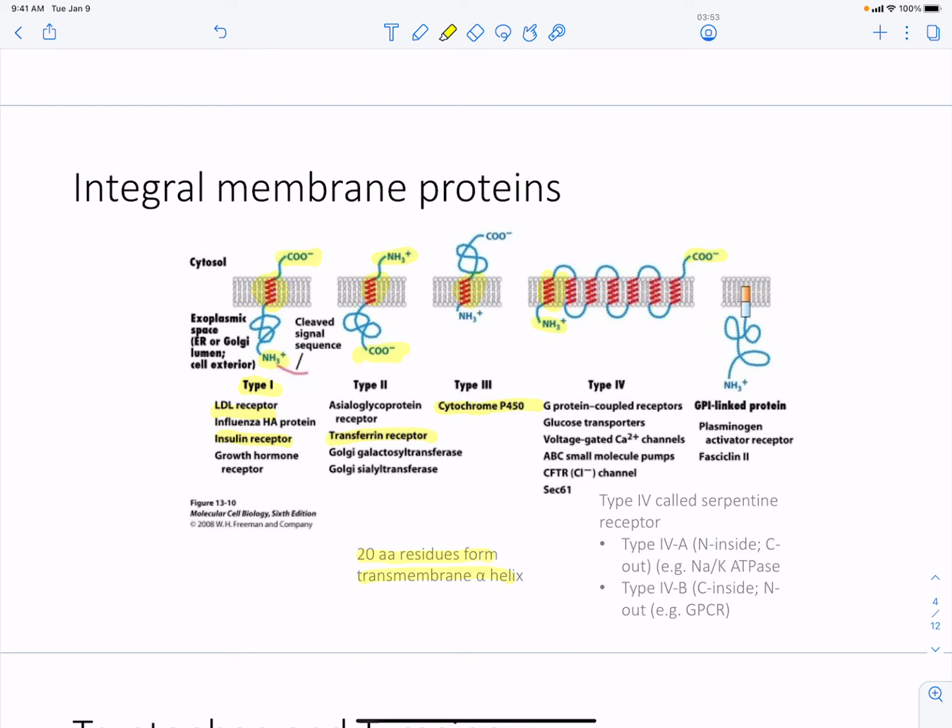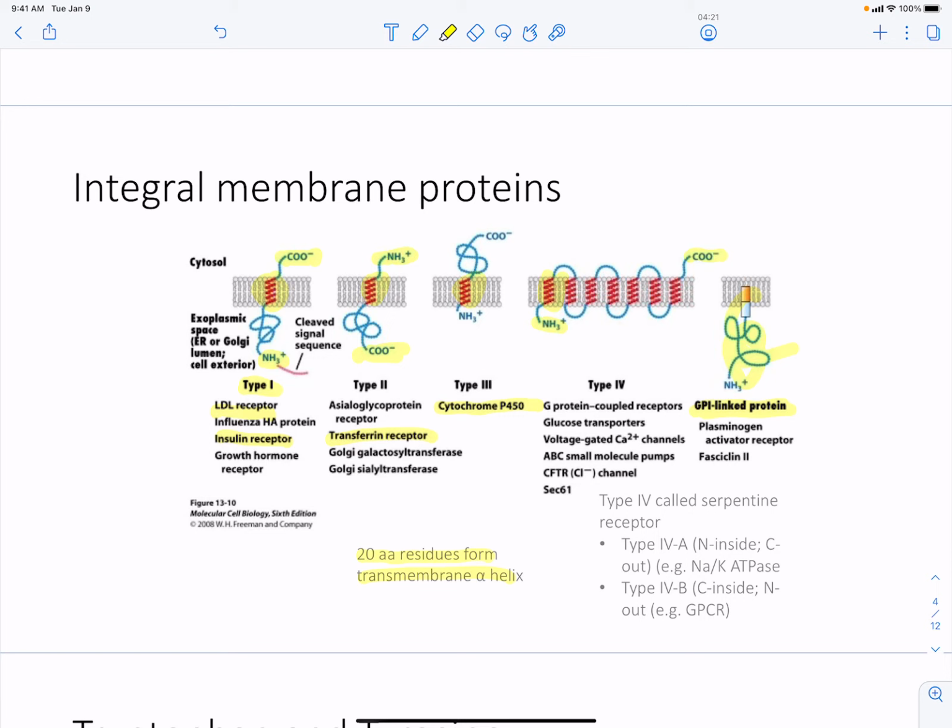And then we have our glycosylphosphatidylinositol, GPI-linked proteins. These are always going to be on the outside with the N-terminus facing out. And so these are going to be plasminogen activator receptors, and again, they are never going to be on the inside of the cell.